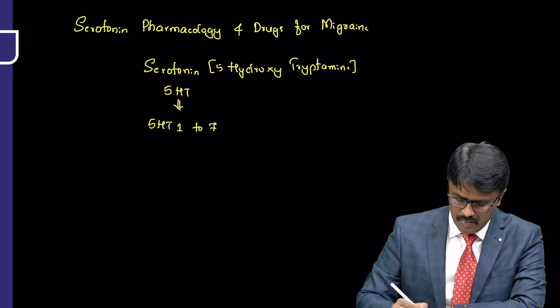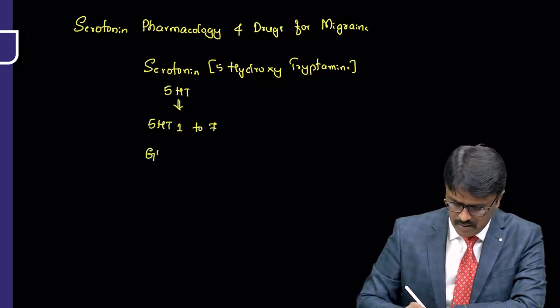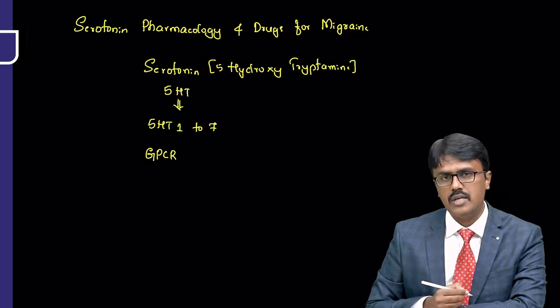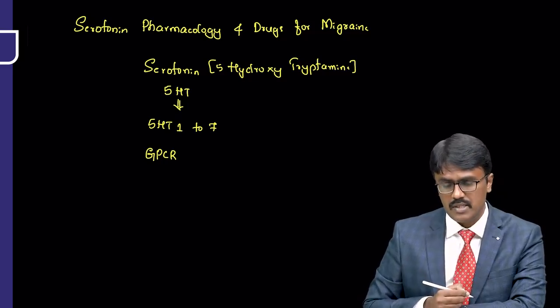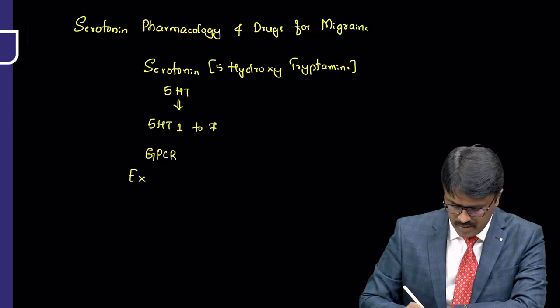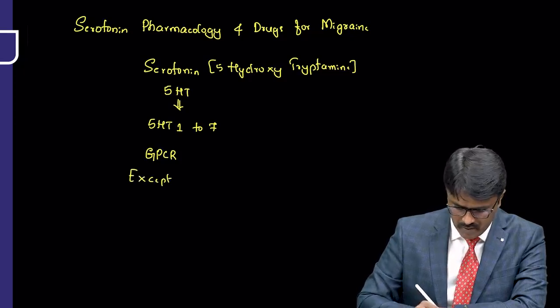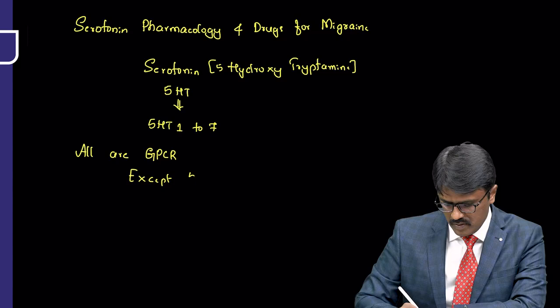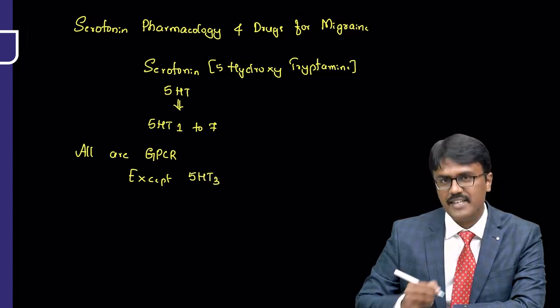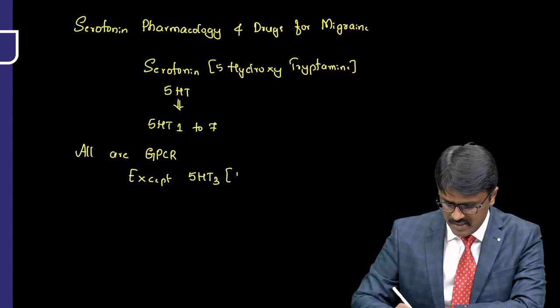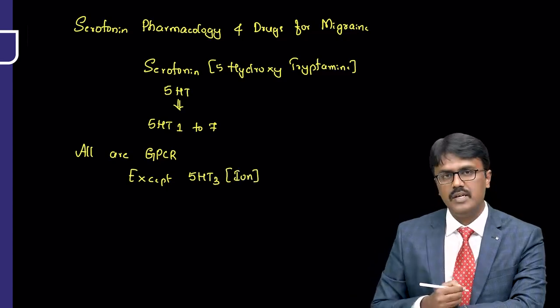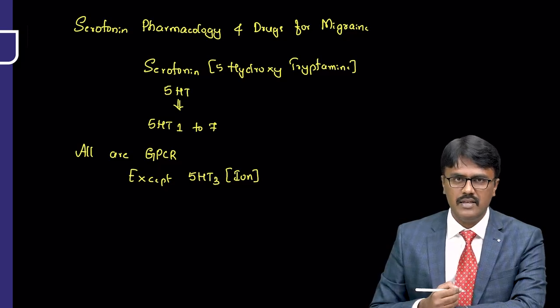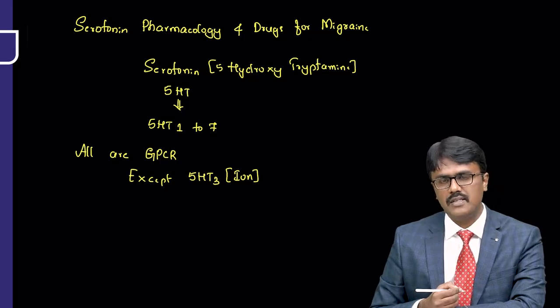In that, remember, all the receptors are G protein coupled receptors. All serotonin receptors are G protein coupled receptors. The exception is, let me write here, all are GPCR except the receptor called 5-HT3. Now this 5-HT3 is the ion channel receptor. So serotonin acts on 7 different subtypes, and all are GPCR except the 5-HT3, which is an ion channel receptor.